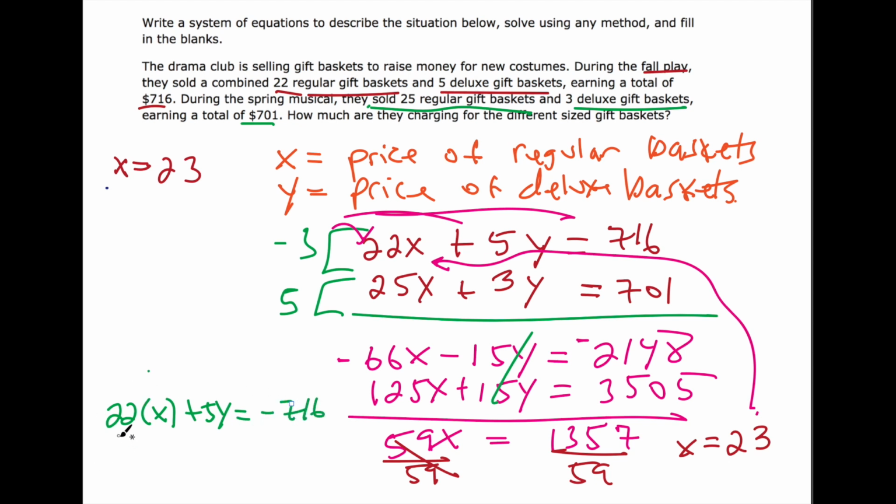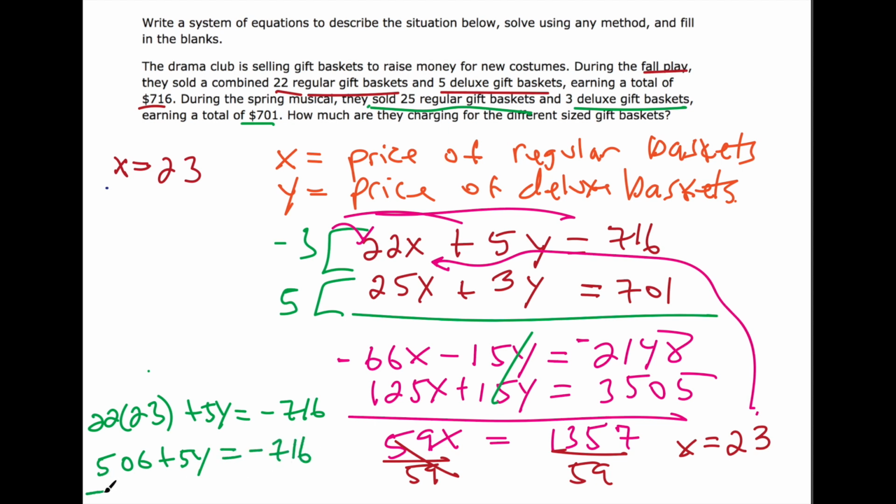Okay, and I like how I didn't actually plug that in. Hold on. That's just me copying the problem down again. So you have 22 times 23. There, plugged in. All right, so 22 times 23 is 506. Okay, so 506 plus 5y equals negative 716.